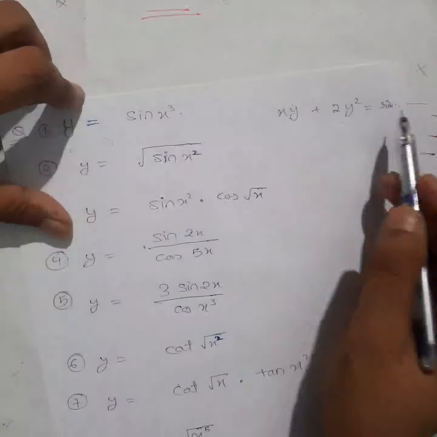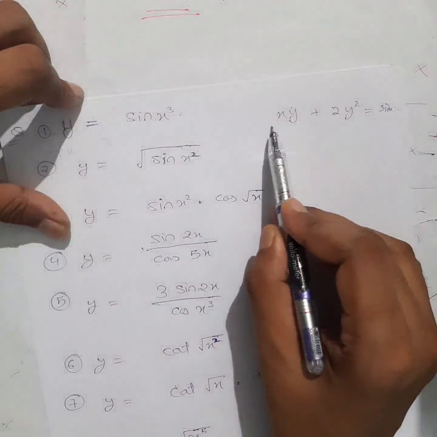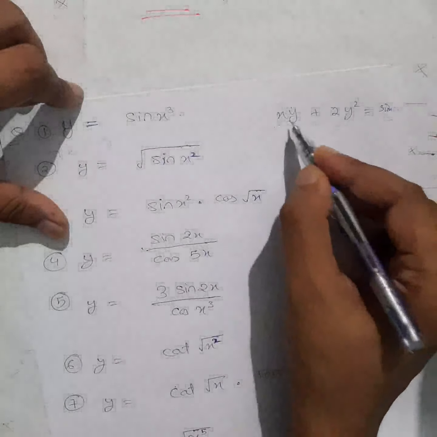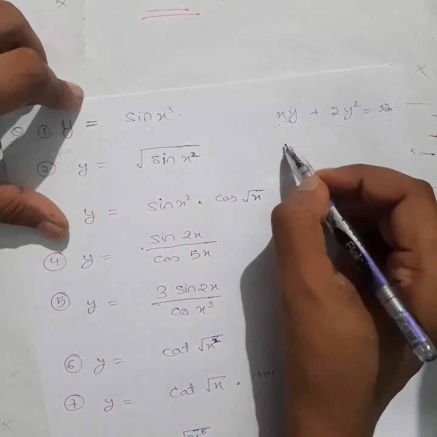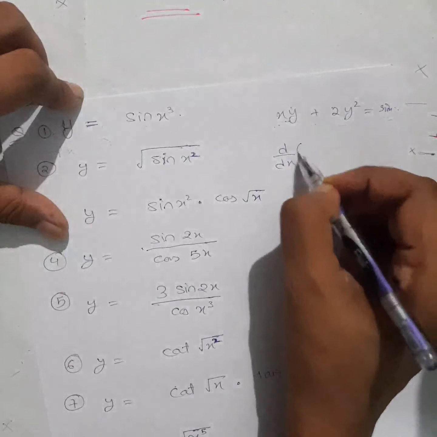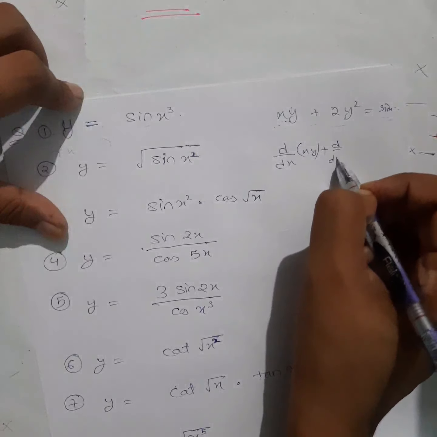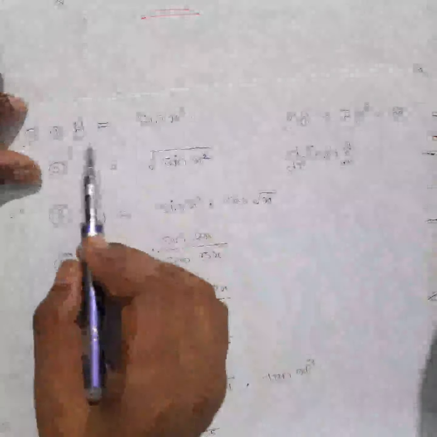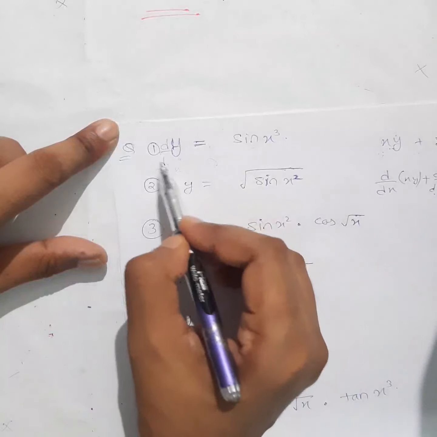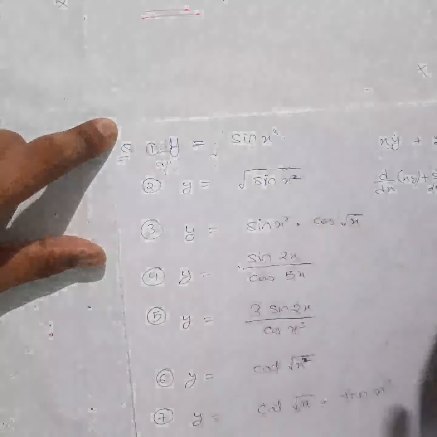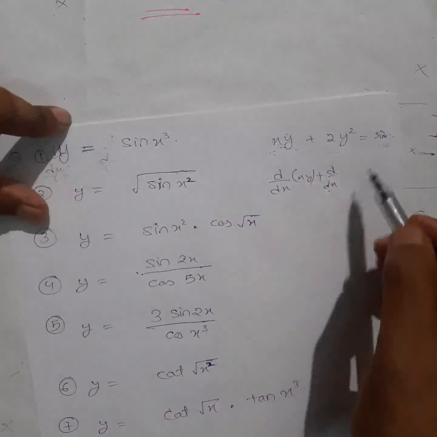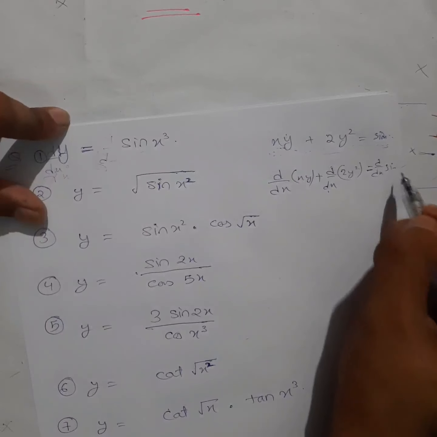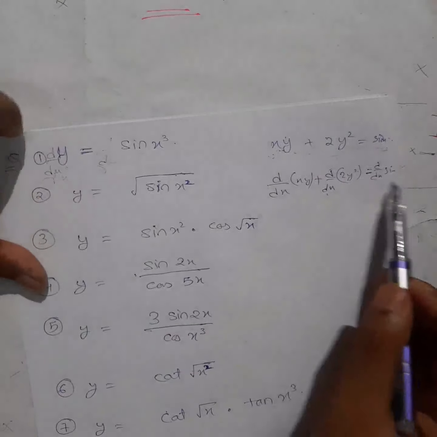So these are called implicit functions, where you cannot separate y alone and x alone. So in this case how to differentiate? Very simple. In this case also we differentiate the equation with respect to x. Term wise you can write d/dx of xy plus d/dx of 2y square, then d/dx of sine x. In the whole equation we will write d/dx and we will differentiate.